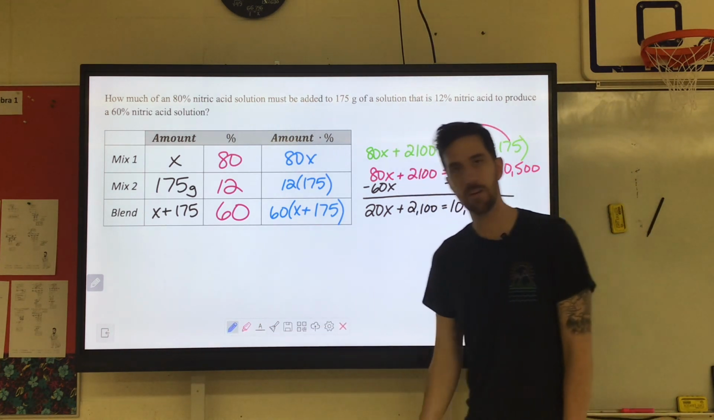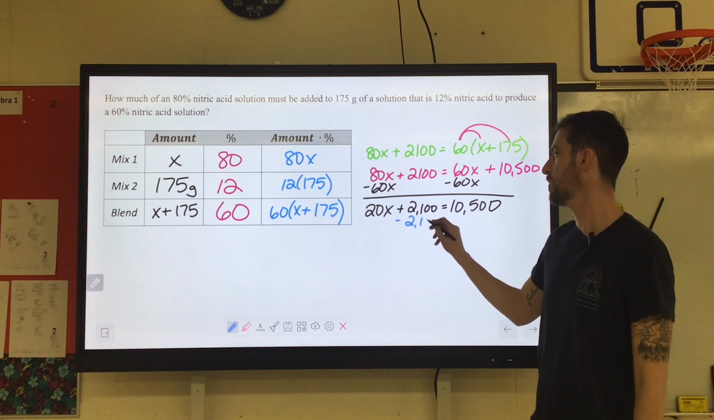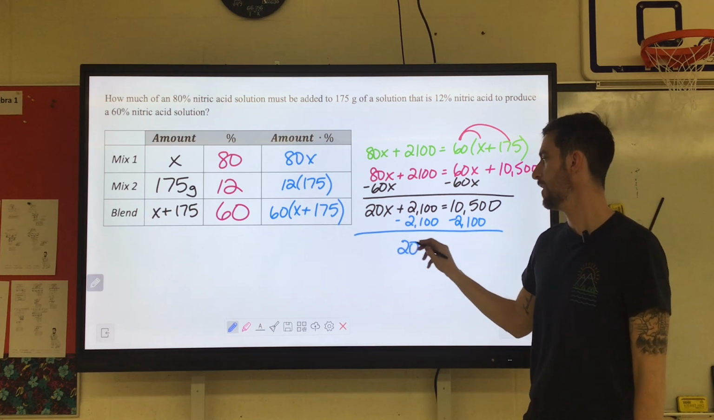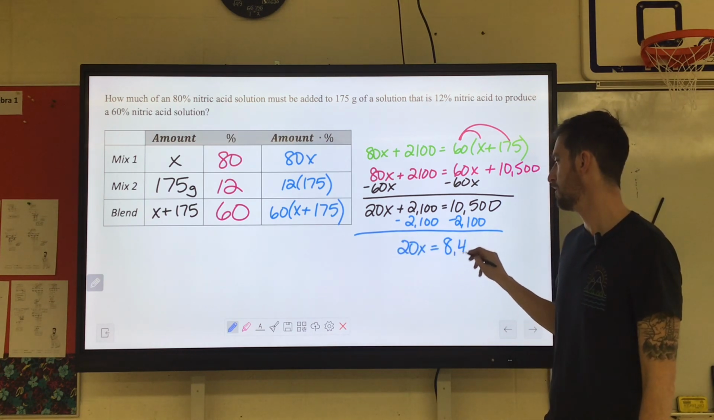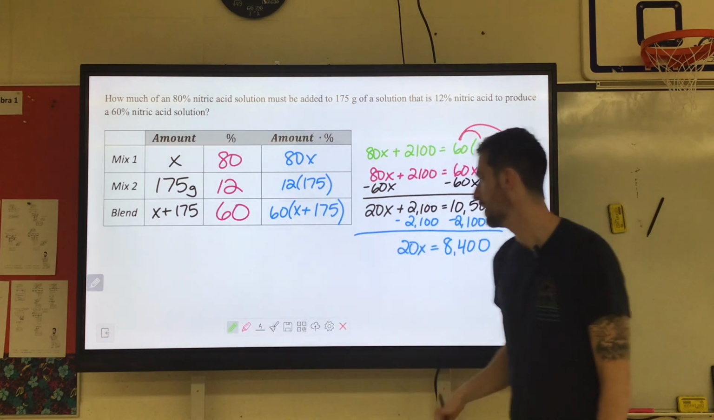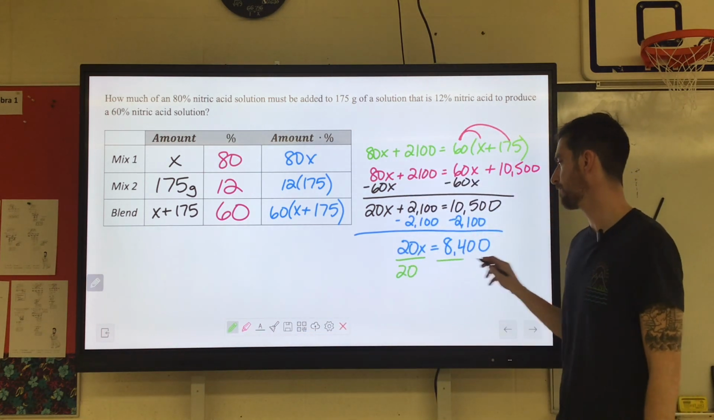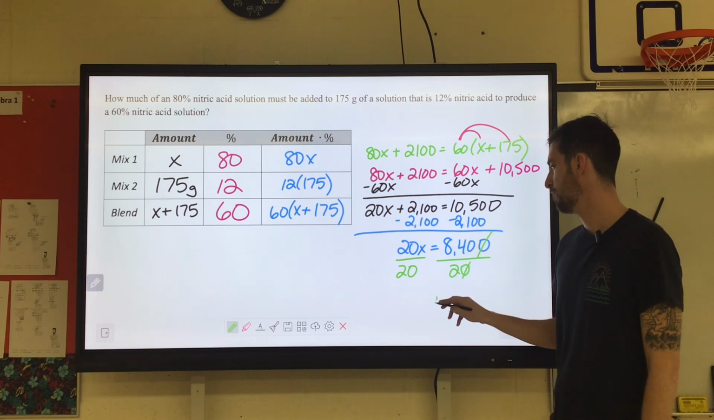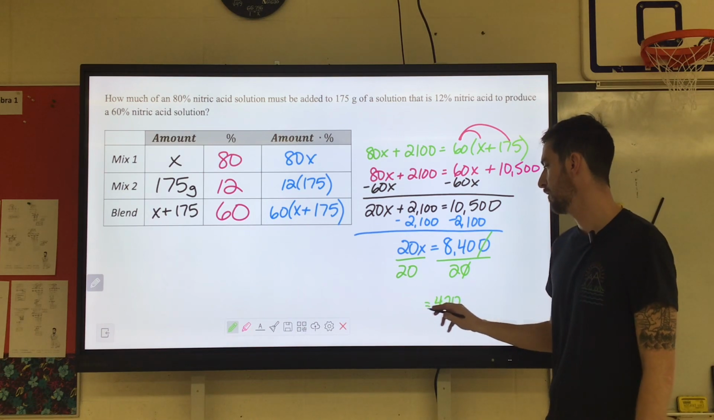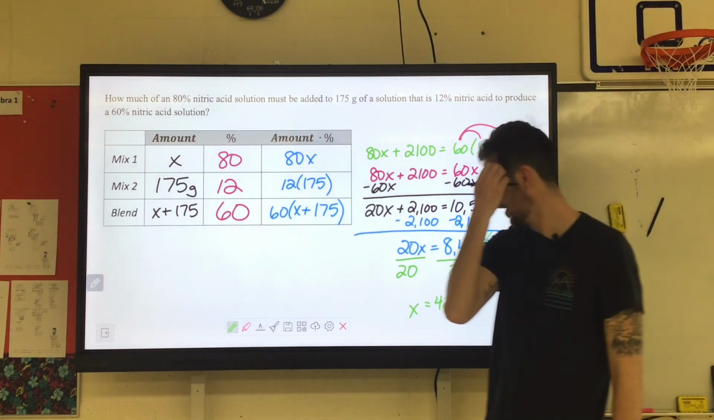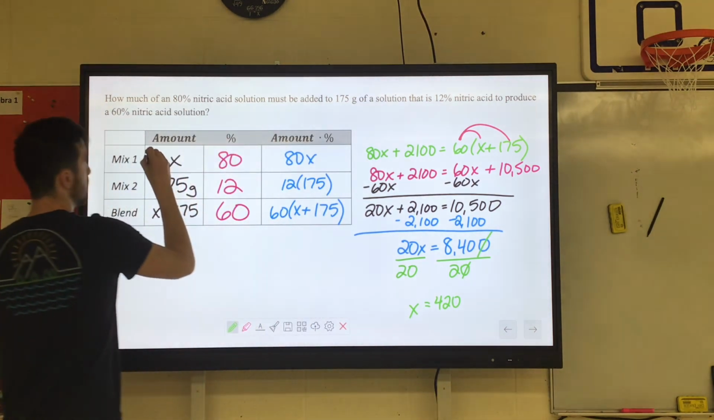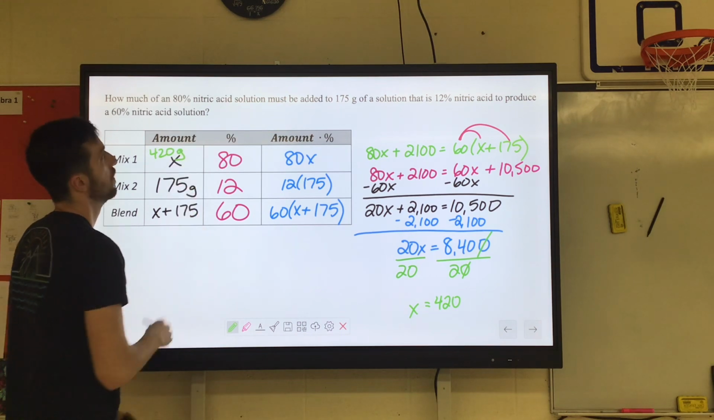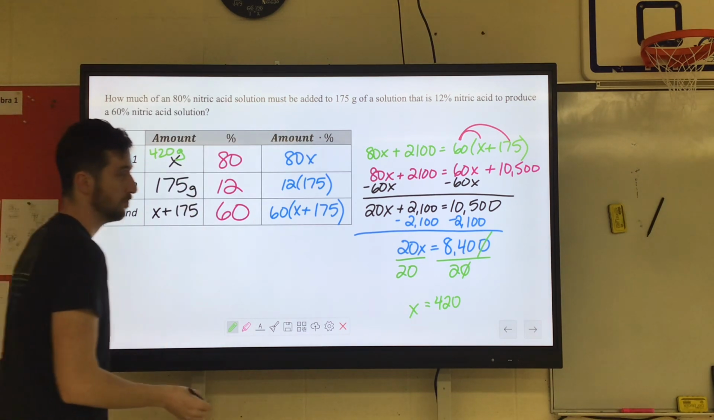Great. It's a two-step equation now. Subtract the 2,100. 20x equals 8,400, and we're having fun. And we just divide by our 20. Let's see, we can knock off a 0. 84, 8 divided by 2 is 4, 2, 0. So x equals 420. So mix 1 is going to be 420 grams. And that's what they were asking for. So I guess that could be just our final answer.